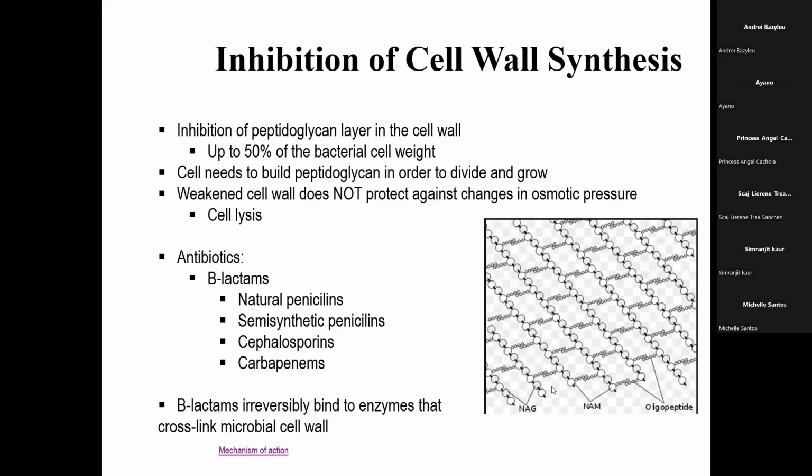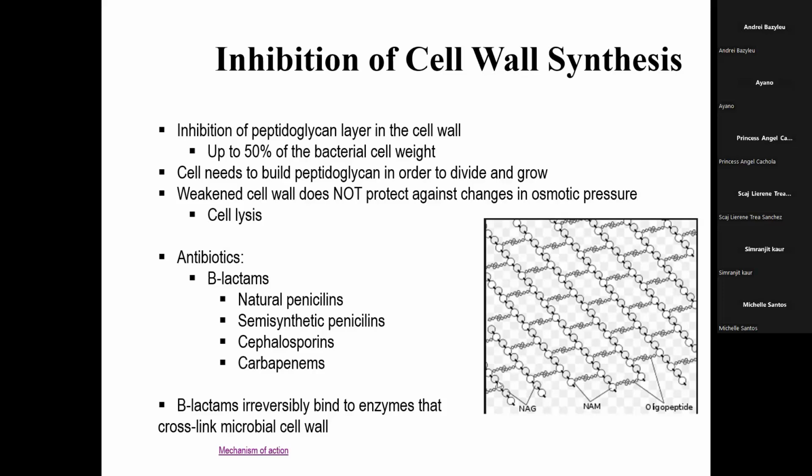And obviously, if this cross-link is not established, the cell wall loses structural integrity. It doesn't lose the structural integrity right away. It loses the structural toughness, I guess, of the peptidoglycan layer. It weakens the cell wall. And as it weakens the cell wall, any spike in osmotic pressure inside of the bacterial cell, or outside of the bacterial cell, will cause the cell wall to rupture.